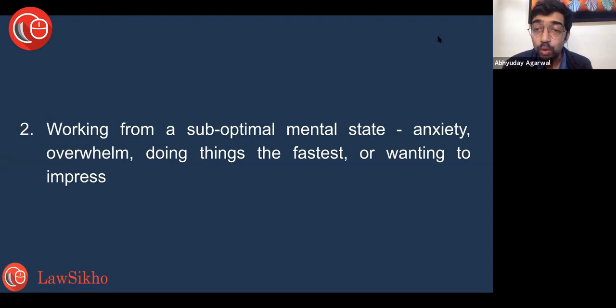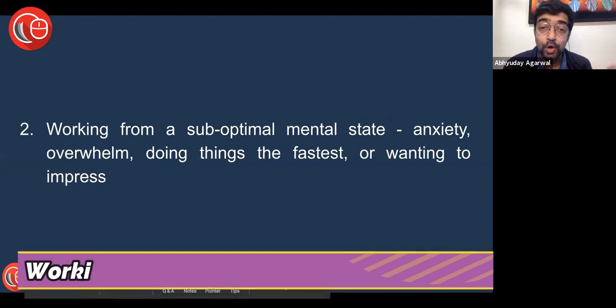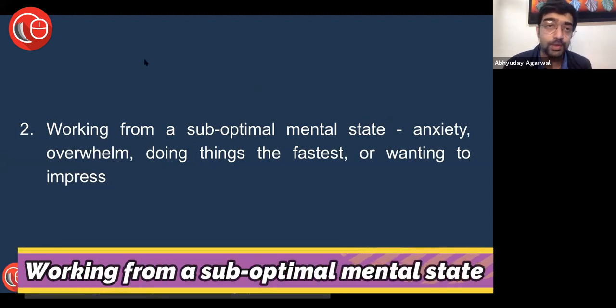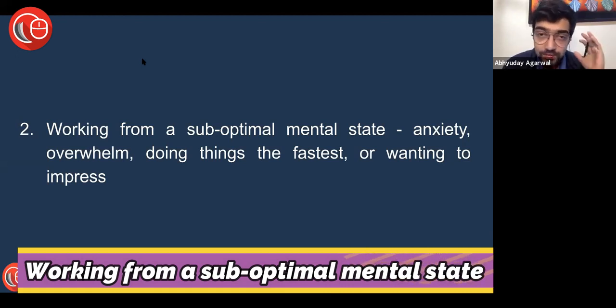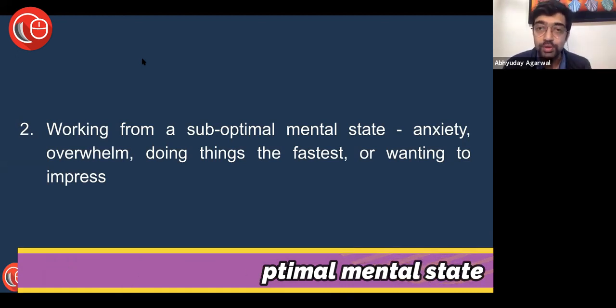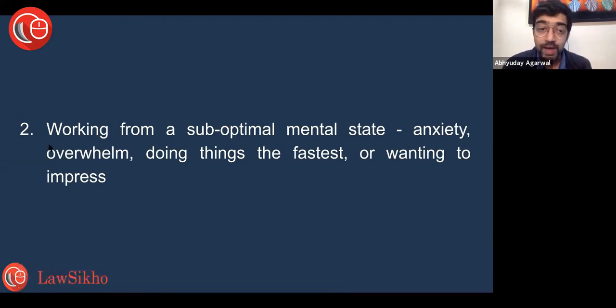Okay, one very important thing I must tell you is working from a suboptimal mental state. People don't talk of this as a drafting issue, but being in the right mental state is very important to be able to think of drafting. Okay, anxiety is always there when you see a big contract. There's anxiety of deadline, anxiety of not knowing the subject matter, anxiety of impressing your senior. All of that is there. Overwhelm is there, there is too much to look at, too much information to sift.